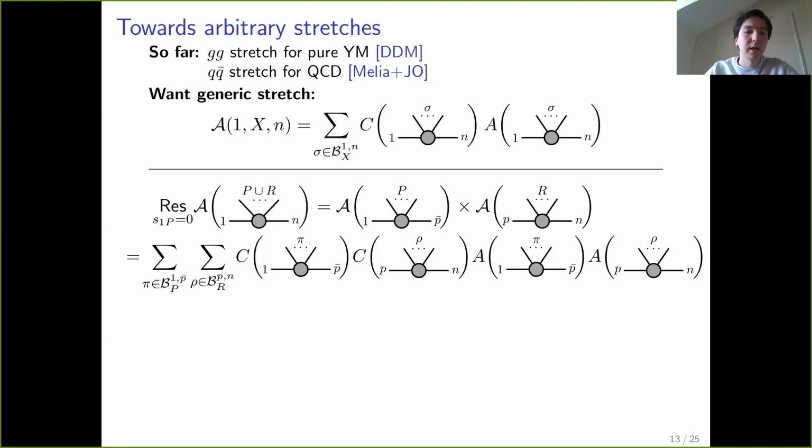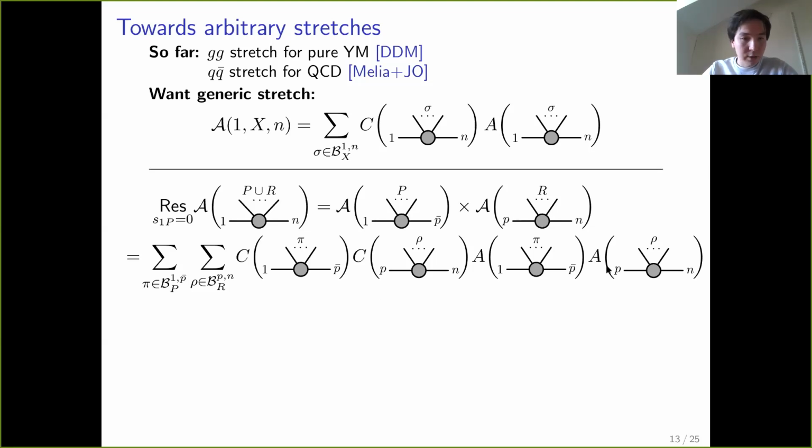So on the one hand, I want to have my n-point tree level amplitude, and first I'm taking the factorization channel S_1p, where p is some subset of the bigger set of permuted particles X. So I have 2 color ordered amplitudes with p and r being still permuted. So I'm allowing these permutations by color decomposing these 2 color dressed amplitudes into two color decompositions multiplied with each other.